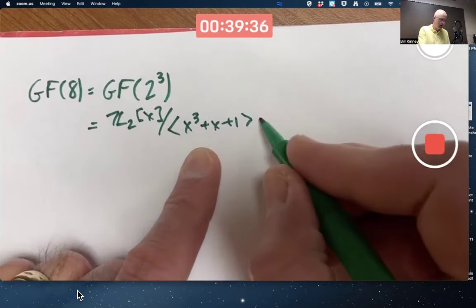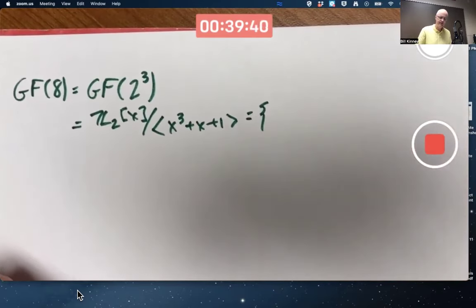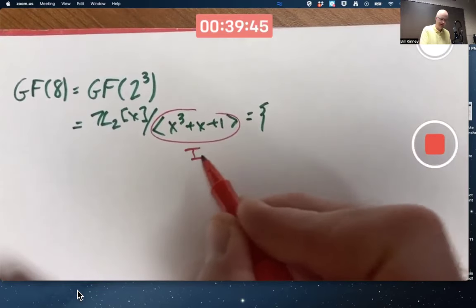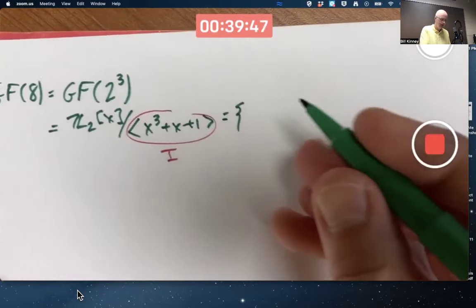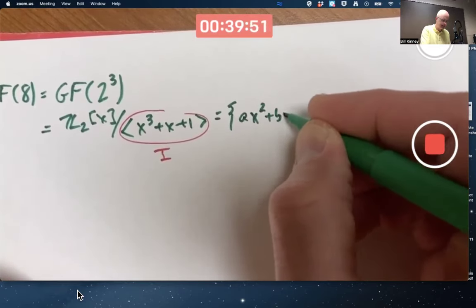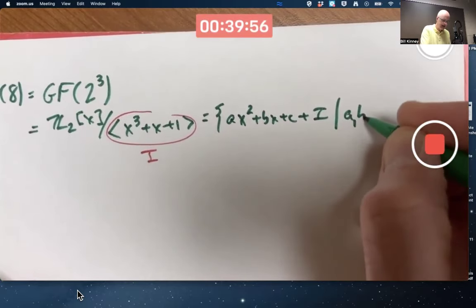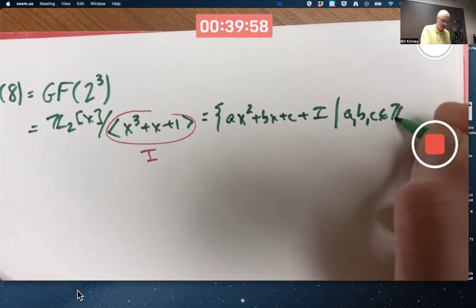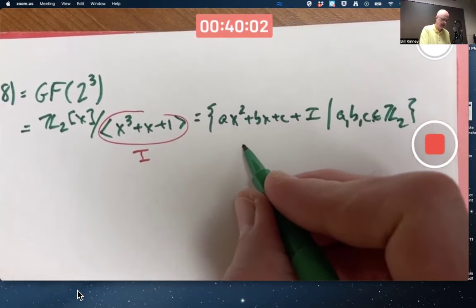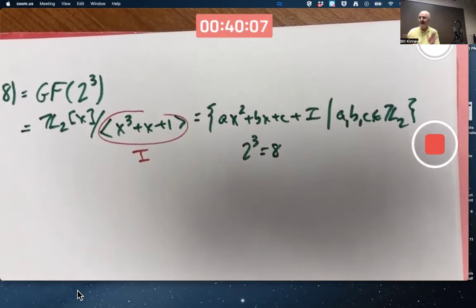It's cubic, so we know from things we've done in the past that the coset representatives can be taken to be quadratic. Call this I. We can write the elements as ax squared plus bx plus c plus I, where a, b, and c are elements from Z2. So you got 2 choices for a, 2 choices for b, 2 choices for c, all together giving you 2 cubed, 8 elements total. I could list them out. I'm not going to.